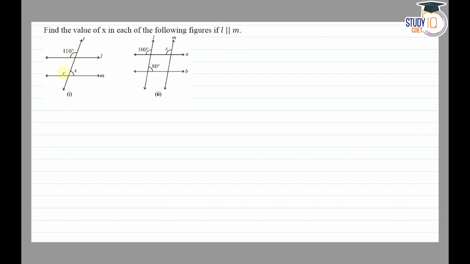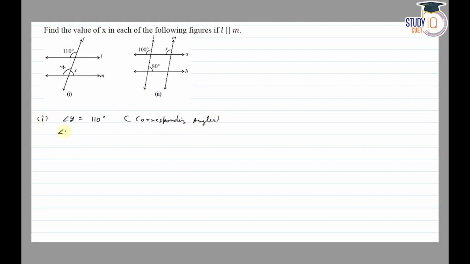So इसे हम एंगल y assume कर लेते हैं. So एंगल y is equal to 110 डिग्री. ये y इक्वल हो जाएगा इसके रीजन हो जाएगा हमारे पास corresponding angles.